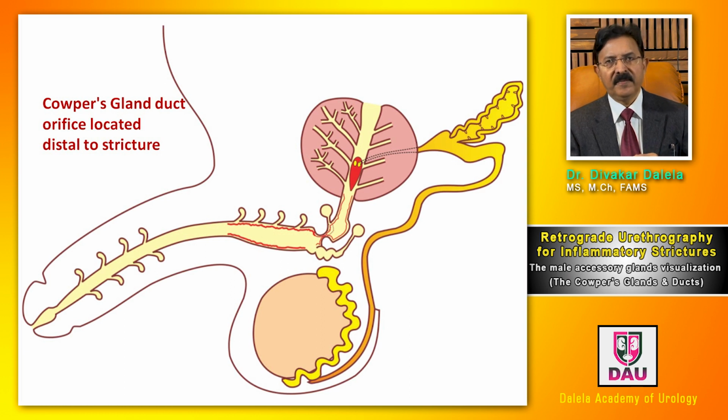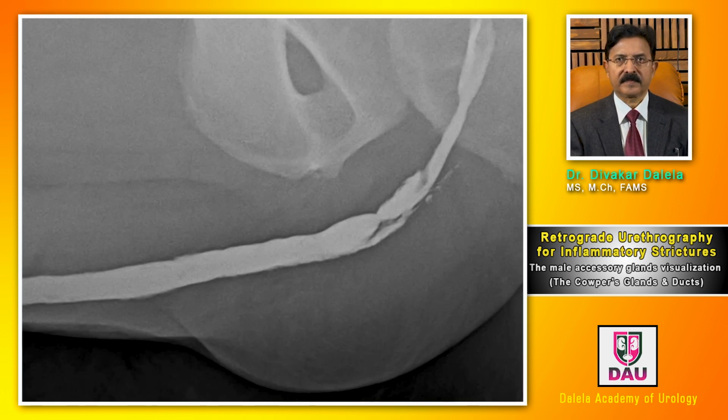So in a similar fashion, the orifice of the Cowper's gland duct also gets dilated because the fibrotic bands are arranged circumferentially all around the ductal orifice, and when they contract centrifugally, the orifice becomes dilated and spatulous. So that is the reason you will see in some patients the Cowper gland duct located distal to the stricture, and even though it is visible.